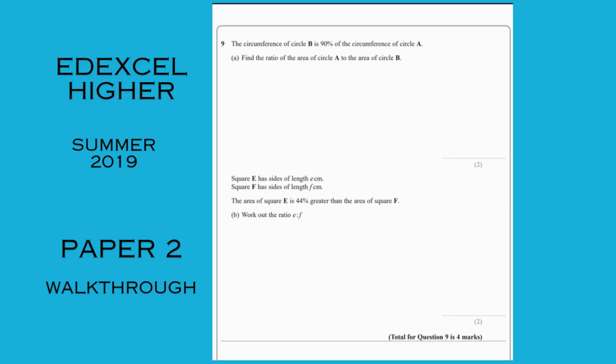So here, circumference is a length. So the linear scale factor is a multiplier of 0.9. But if you want the ratio of the area, you need to square that. 0.9 squared is 0.81, or in other words, 81%, or 81 over 100. Either way, it's entirely up to you.